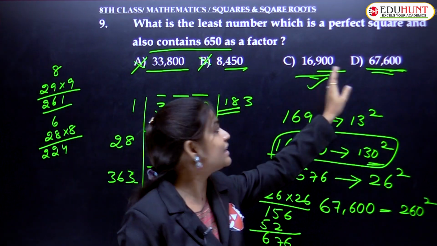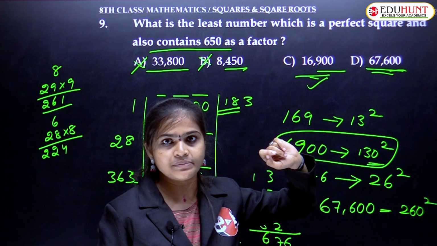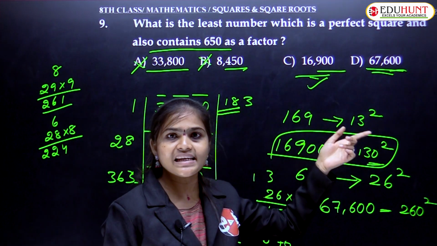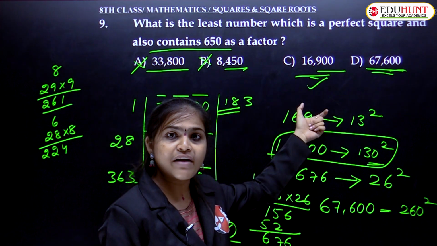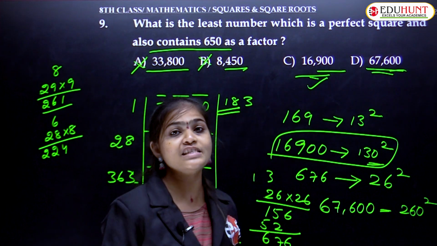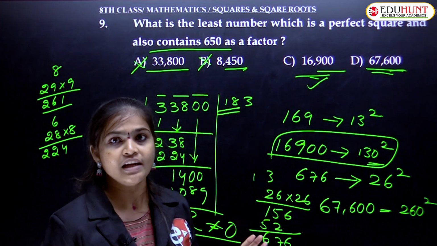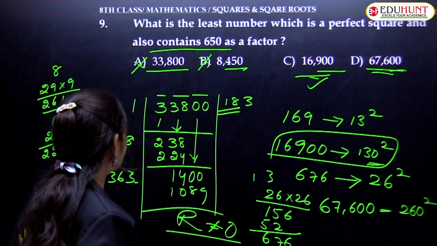16,900 is the smaller number than 67,600. And here one more condition is there. What is that? Its factor should be 650. So is it satisfying or not? Just check that.